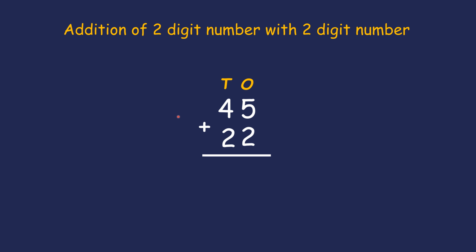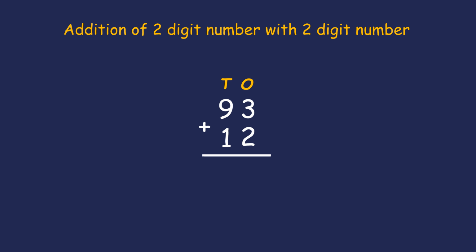Our next example is addition of a 2-digit number with another 2-digit number. Let's add the ones first. We have 5 plus 2, 7. Then let's go to the tens column. Let's add 4 and 2. So 4 plus 2 is 6. The answer is 67. Our sum is 67.